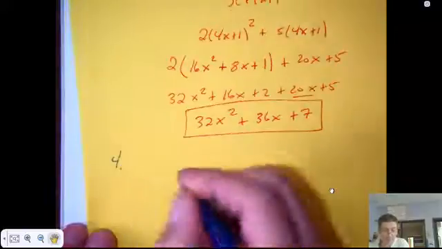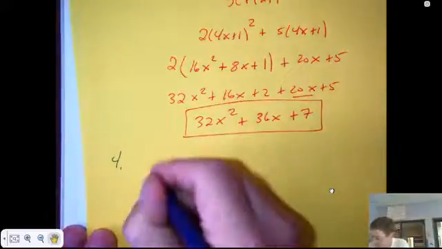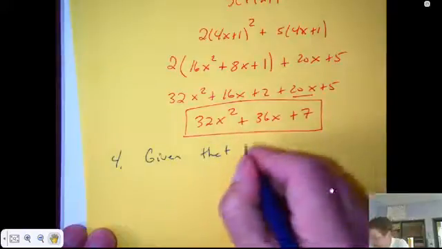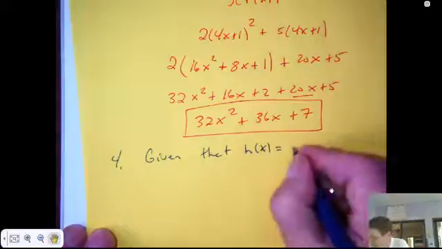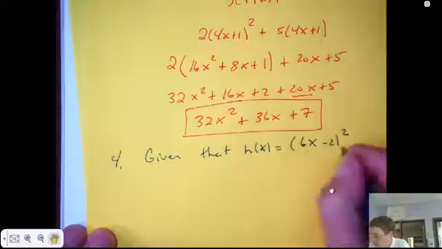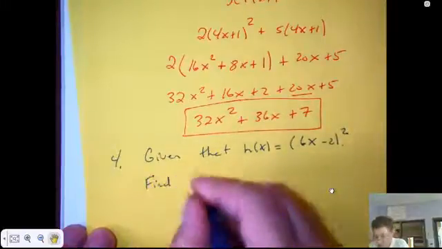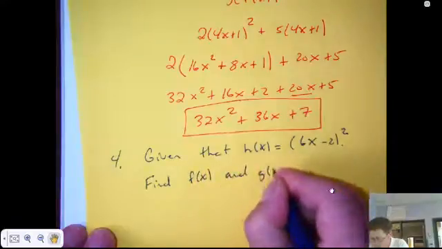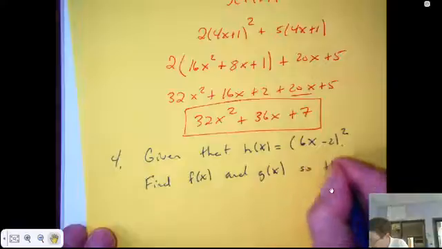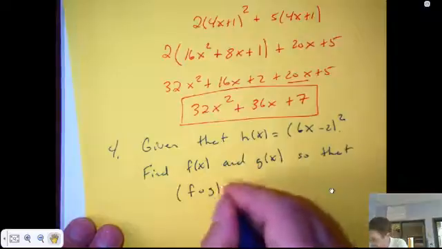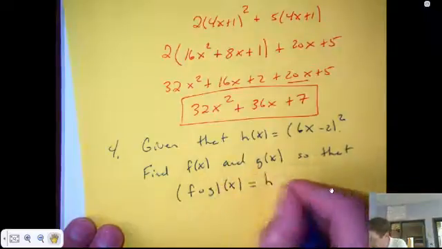So question 4, I'm not going to do B on this one. Question 4 says, this time, you're given that h of x is a quantity of 6x minus 2 squared. And I want to find f of x and g of x so that f composed of g of x equals h of x.